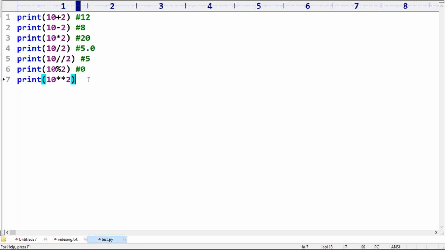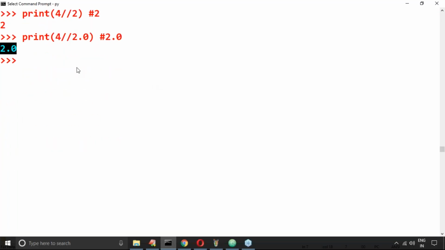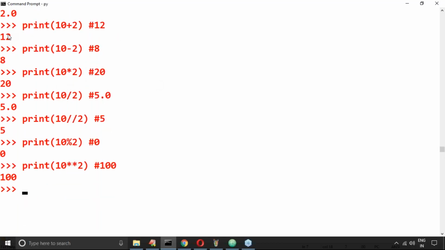0 is the remainder. 10 power 2, its value is 100. If you want, you can ask these things directly here, or you can execute this program, no problem at all. Both things are the same. Can you please confirm every time whether I am getting my expected result or not? 12, 8, 20, 5.0, 50, 100 by default we are going to get.